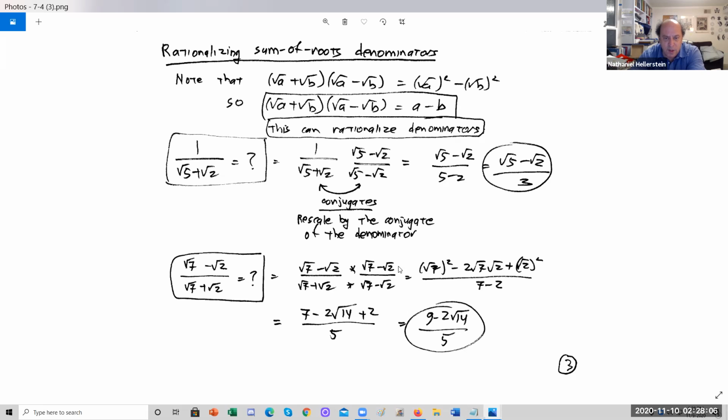And then we have a difference times a difference. And okay, it's square minus twice product plus square. That's standard stuff. So root 7 squared minus twice root 7 root 2 plus root 2 squared. Root 7 squared is 7. Root 2 squared is 2. Minus twice root 7 root 2 is minus twice root 14. 7 minus 2 is 5. Combine 7 plus 2 to get a 9. You get 9 minus 2 root 14, all that divided by 5.